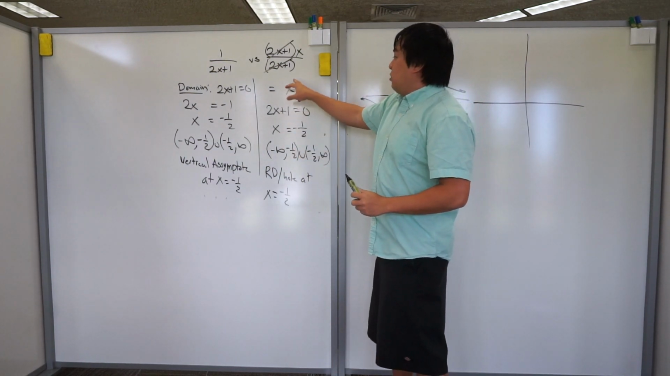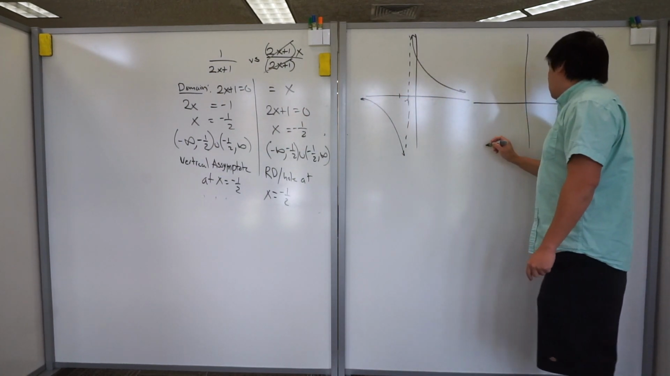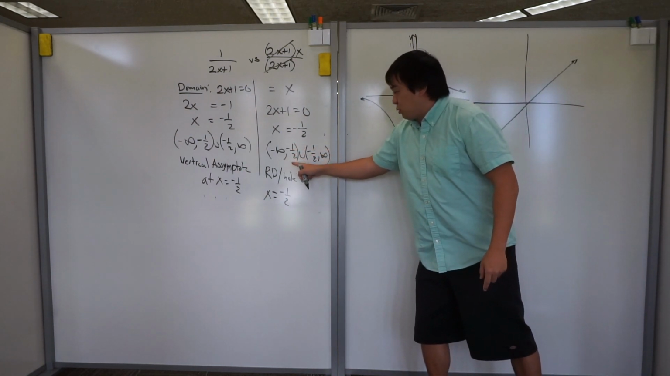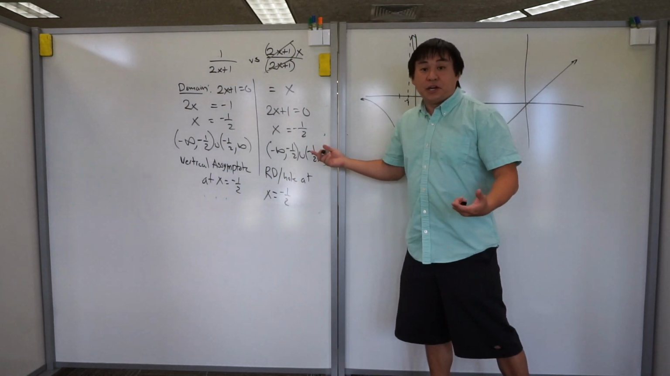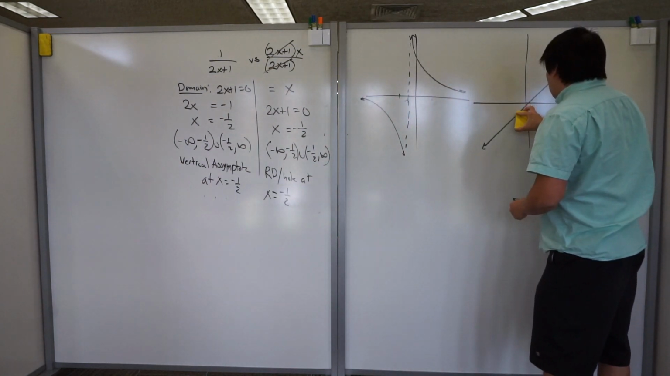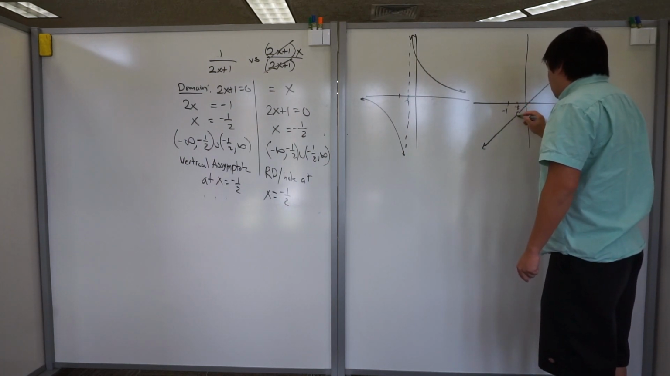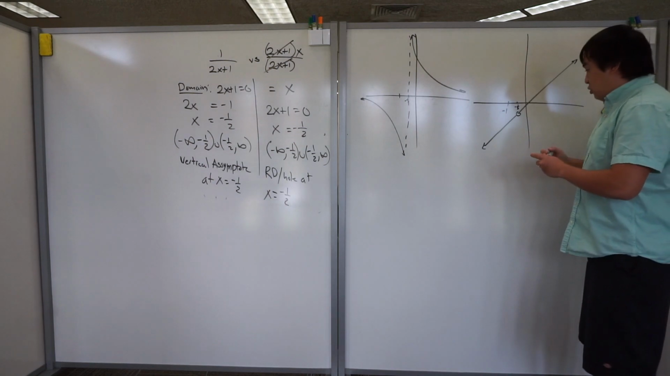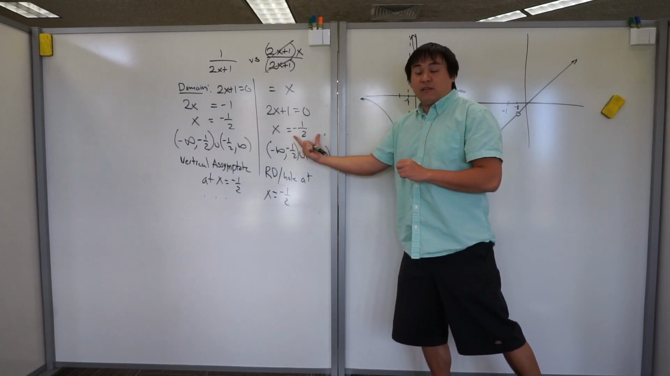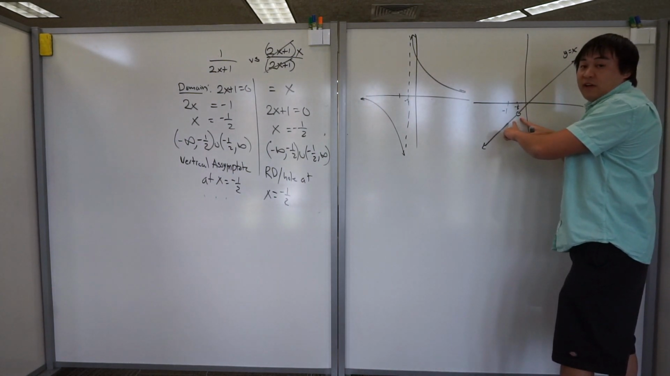This one, though, notice that it simplifies to just y equals x. Well, that's a line. Looks like this. Except this one right here, x equals negative 1/2, cannot exist. So you get a hole, right? So notice that the function is the y equals x function without negative 1/2 in its domain. So y equals x without this negative 1/2 in the domain. So there's a hole.